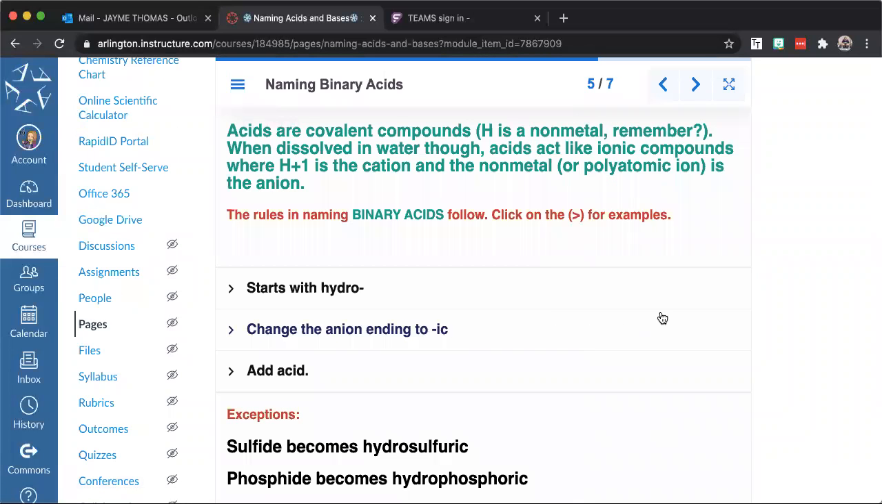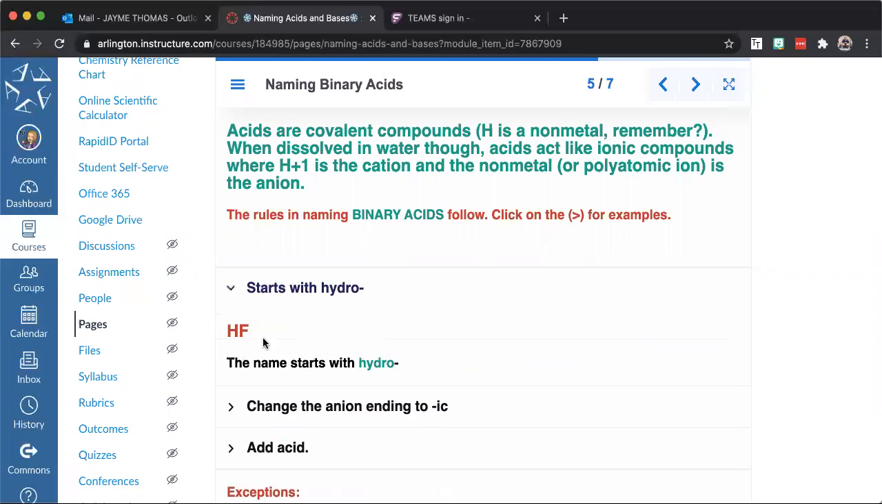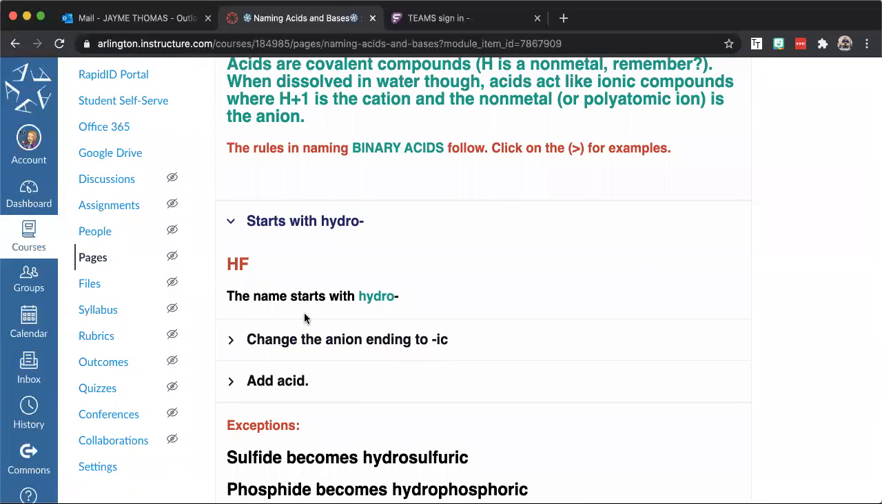Now, as far as doing their names, the reason we have to be able to tell the binaries from the oxy acids is because their names are written differently. If you have a binary acid, you start with the prefix hydro. So if I look at this formula, I see HF. My head should be going, that's hydrogen and a nonmetal, so that's binary. So for a binary acid, the name always starts with the prefix hydro.